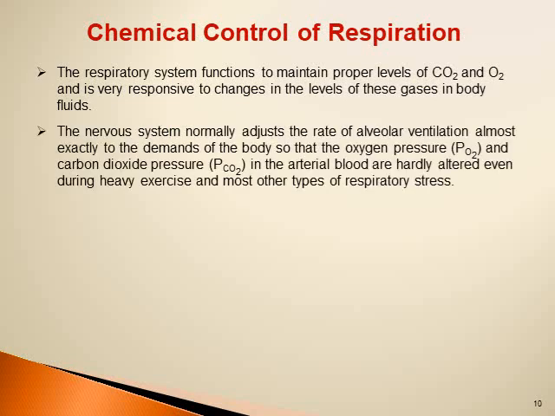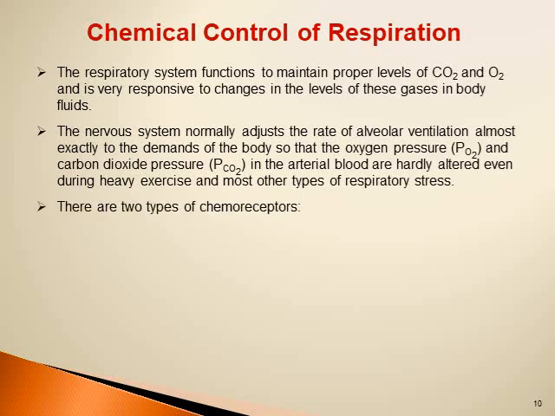The nervous system normally, through homeostatic mechanisms, adjusts the rate of alveolar ventilation almost exactly to meet the demands of the body, so that the oxygen partial pressure and the carbon dioxide partial pressure in the arterial blood are hardly altered even during heavy exercise and most other types of respiratory stress.